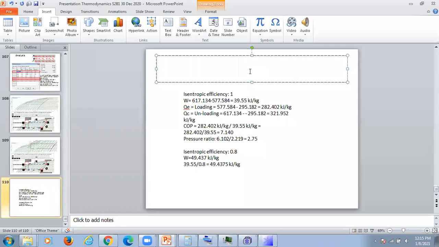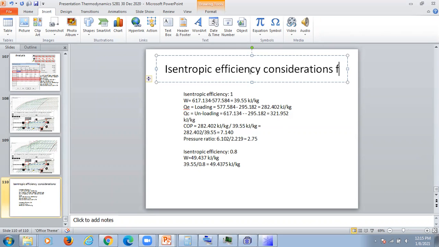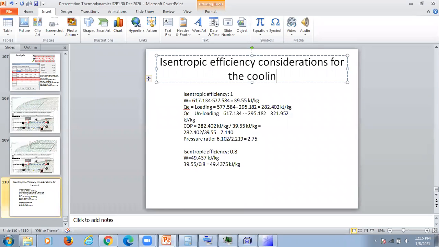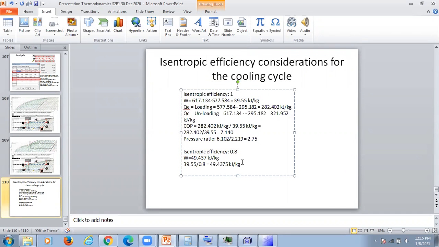So you have learned about isentropic efficiencies. This is about isentropic efficiency considerations for the cooling cycle. So accordingly, everything changes. This is W. Your QE has no change, because your subcooling and superheat all remain the same. QE is the same. Try to understand.